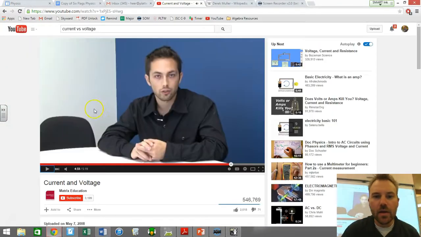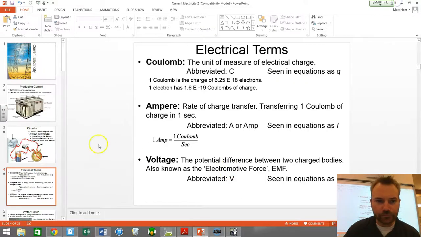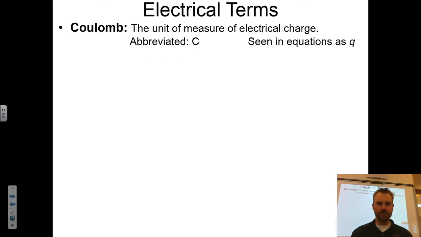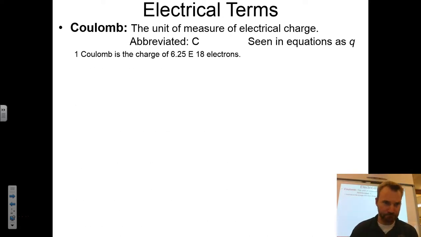Yeah, we'll skip the summary. I'll summarize it for you here. First of all is a coulomb. A coulomb, you see it as the letter C, and it's the letter Q in an equation.